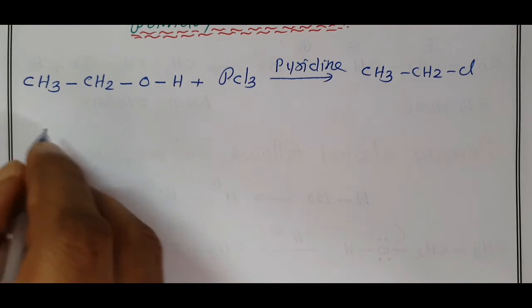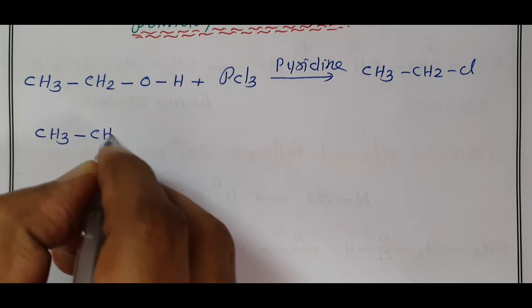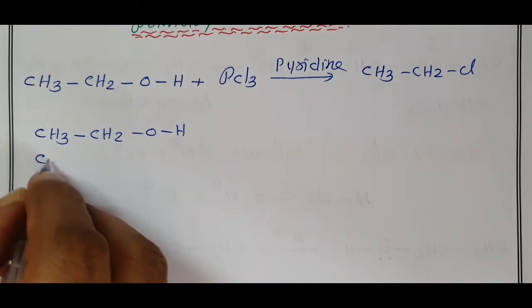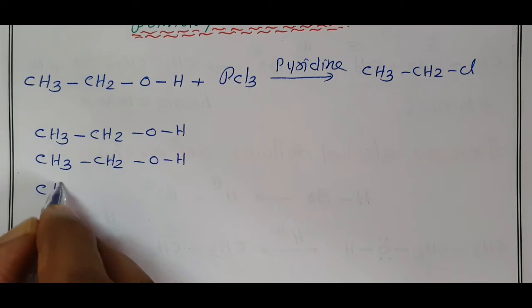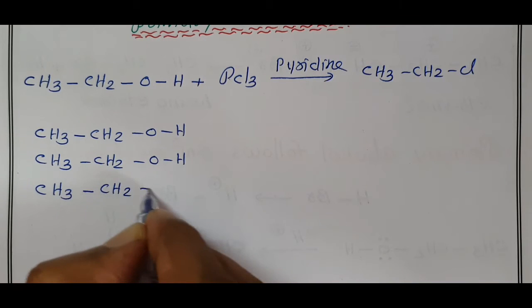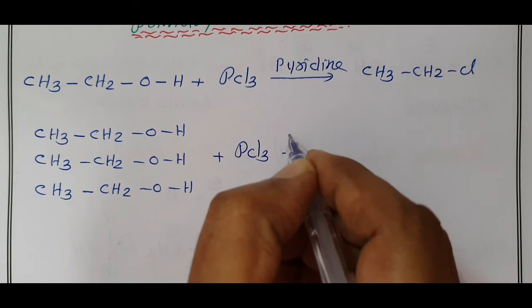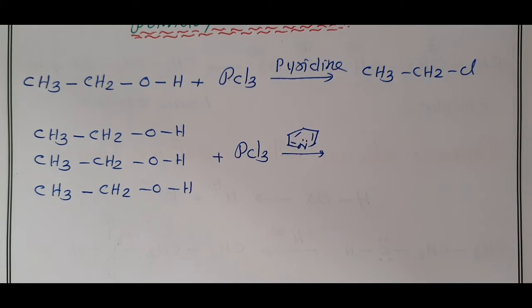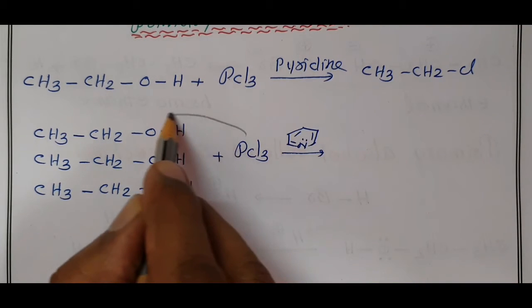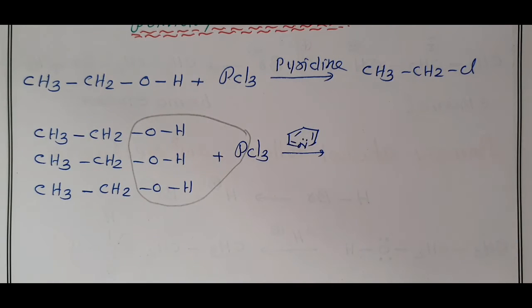Take 3 molecules of ethyl alcohol. Now I write CH3CH2OH, another molecule of ethyl alcohol, CH3CH2OH, and a third molecule of ethyl alcohol, CH3CH2OH, treated with phosphorus trichloride in the presence of pyridine, a nitrogen containing heterocyclic compound. H3PO3, phosphorus acid, is removed.